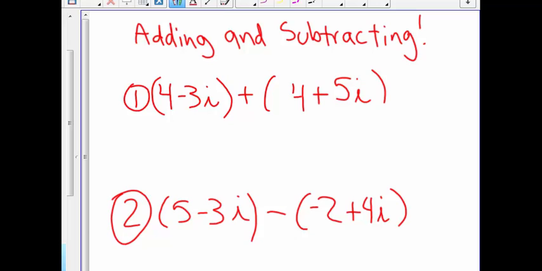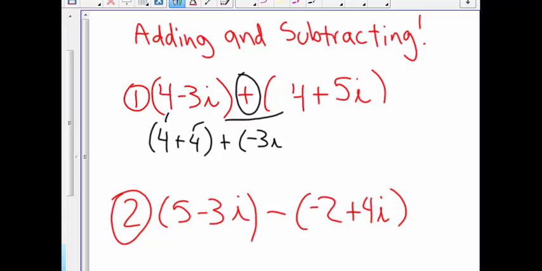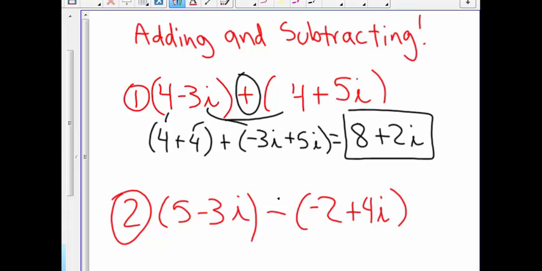All right, so adding and subtracting, super easy. We're just combining like terms basically. So if we look at this, the real part in the first one is a 4, the real part in the second one is a 4, so we're going to do 4 plus 4. Now the imaginary part in the first one is -3i, and the imaginary part in the second one is 5i. So we combine those. So we end up with 8 plus 2i. Notice we've got it written in the a plus bi form. This will be important when we graph.